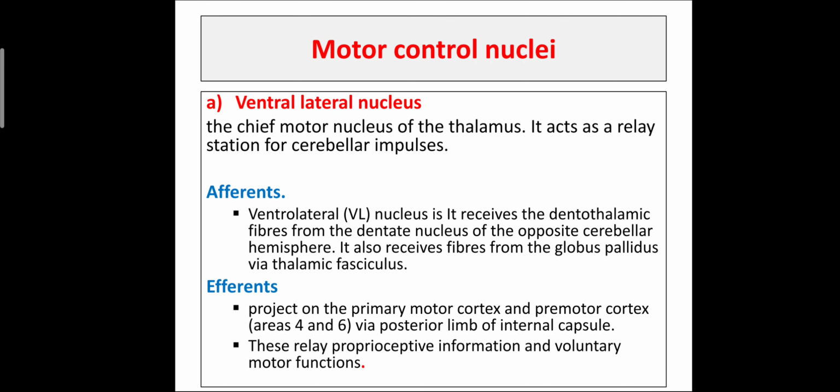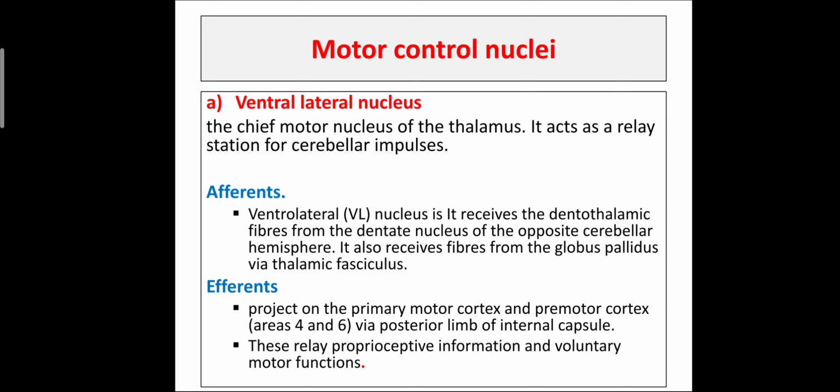Motor control nuclei. The ventral lateral nucleus is the chief motor nucleus of the thalamus. It acts as a relay center for the cerebellar impulse. The ventrolateral nucleus receives the dentatothalamic fibers from the dentate nucleus of the opposite cerebellar hemisphere. It also receives fibers from the globus pallidus via the thalamic fasciculus. Efferents project on the primary motor cortex and premotor cortex, area number 4 and 6, via the posterior limb of the internal capsule.